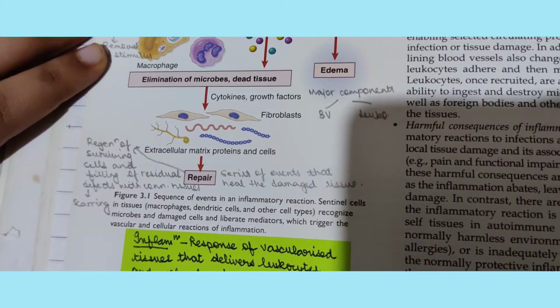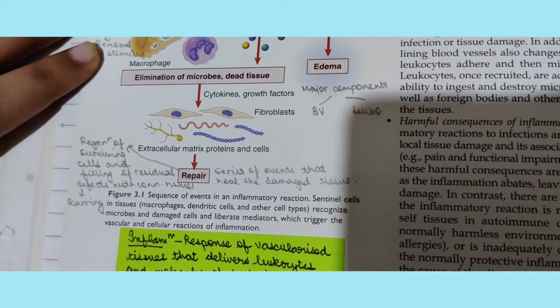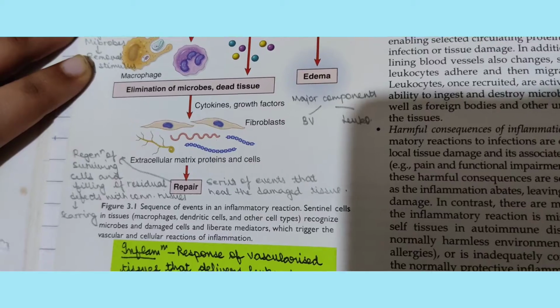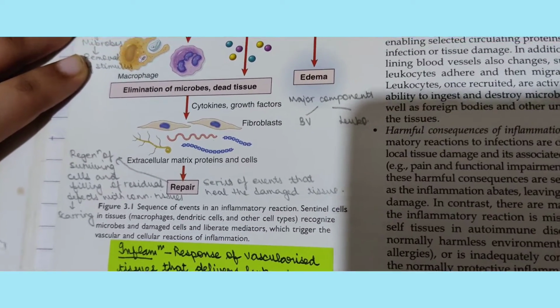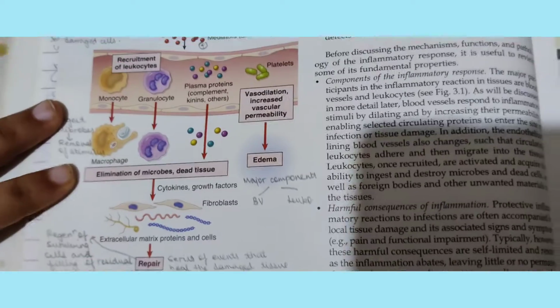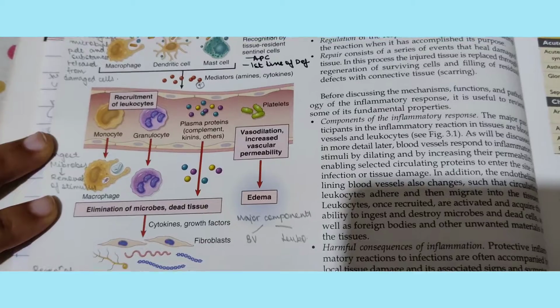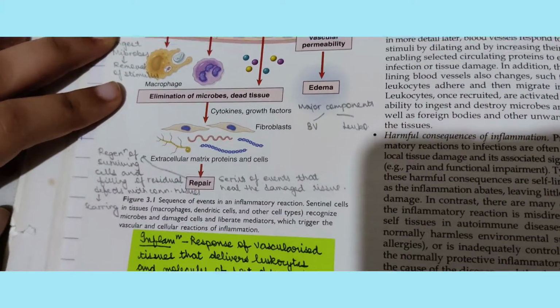Repair is a series of events that heal the damaged tissue. Repair can be defined as regeneration of surviving cells and filling of residual defects with connective tissue, and this is known as scarring. So the major components in this full sequence of inflammation were the blood vessel and the leukocyte.